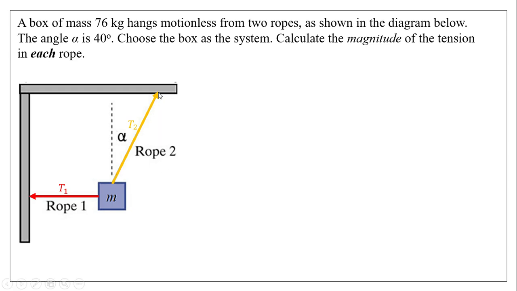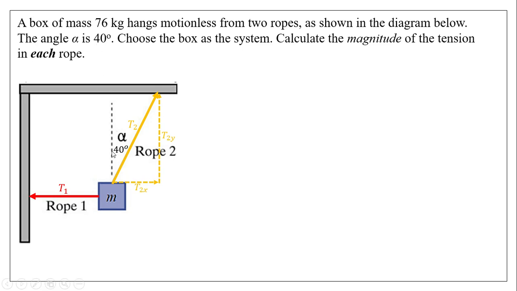T2 is a diagonal, therefore it has to have a T2x in this case pointing to the right, and it has to have a T2y which is pointing up. T1, as you notice, is just perfectly in the horizontal direction pointing leftward, so it has no components because it's pointing perfectly along one of the directions.